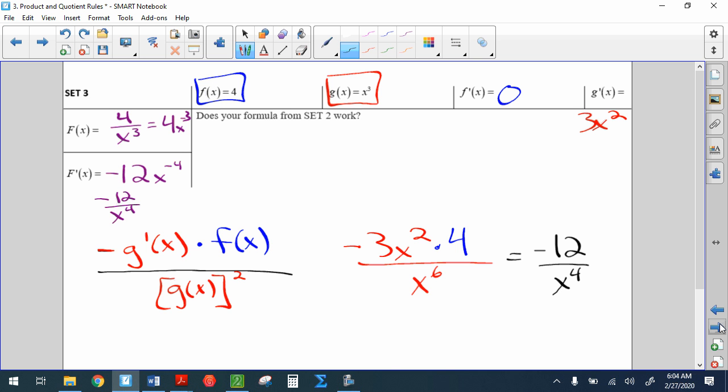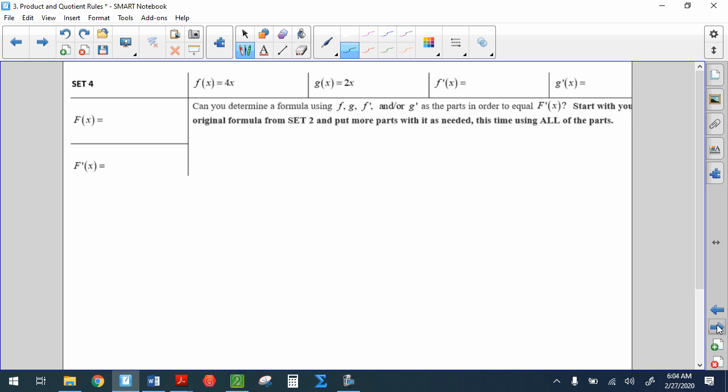So let's do one more and see if that holds, because it also could be that it's working because the derivative of f is 0. Since we've been using a constant function, maybe we're getting lucky. So let's try it where f of x is not a constant function. I'll try to keep it simple though, so I made f of x 4x and g of x 2x. So f over g is 4x over 2x, which simplifies to 2. The derivative of 2 is 0.